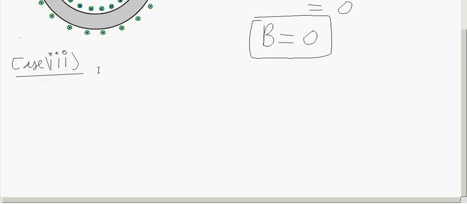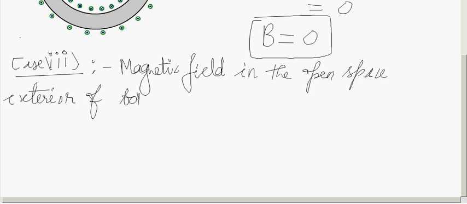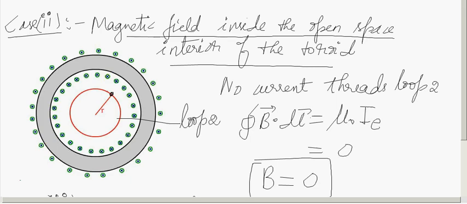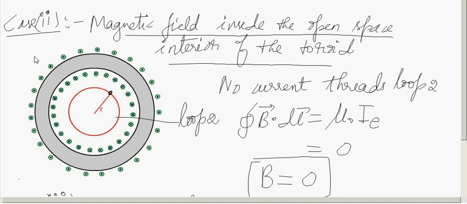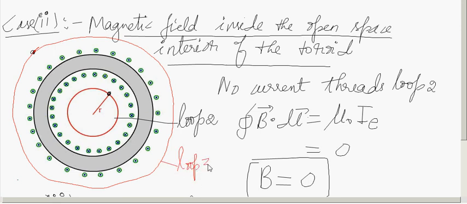So what is this case? Magnetic field in the open space exterior of toroid. So you consider any point which lies outside the toroid. So let us say this point. Now consider an Amperian loop and call it as loop 3.